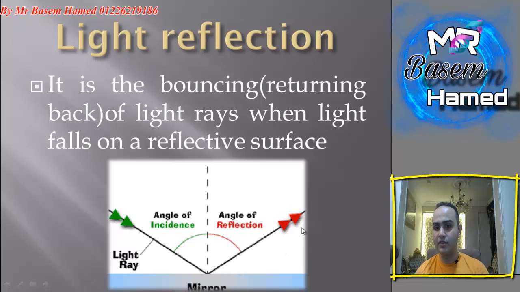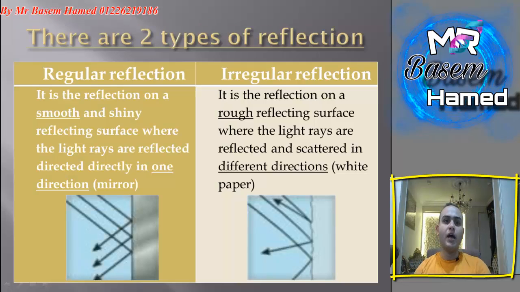Here we have a light ray and we have a reflected light ray, and this angle is called the angle of incidence, and this angle is called the angle of reflection. The angle of incidence must equal the angle of reflection. Okay, if the angle of incidence equals 30 degrees, the angle of reflection equals 30 degrees.